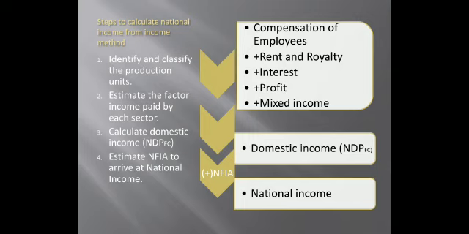So students, I think it is very clear to you all about the steps to calculate national income. First, we identify and classify the production units. Second, we estimate the factor income paid by each sector. Third, we calculate domestic income, NDPFC, and after adding NFIA we arrive at national income. Here is the formula: we add compensation of employees, rent and royalty, plus interest, plus profit, plus mixed income, with the help of which we get domestic income. After adding NFIA to NDPFC, we get national income.